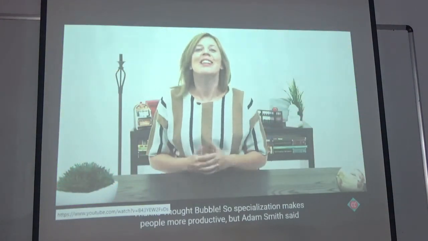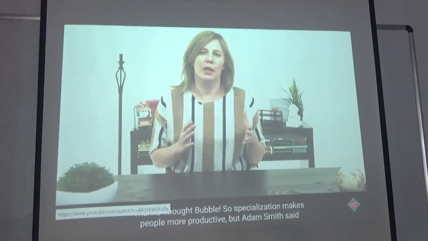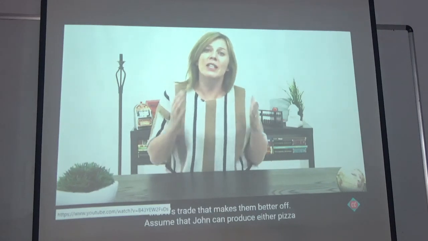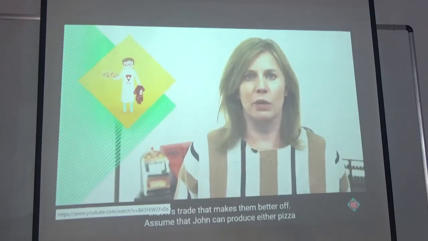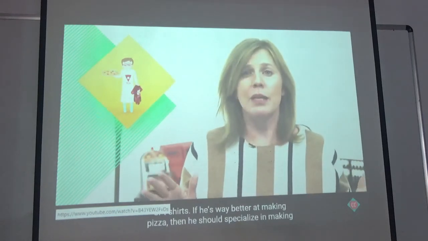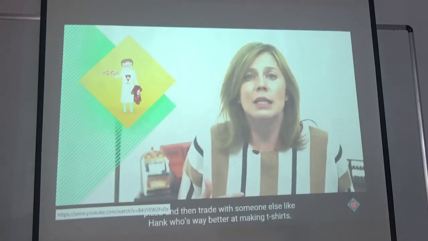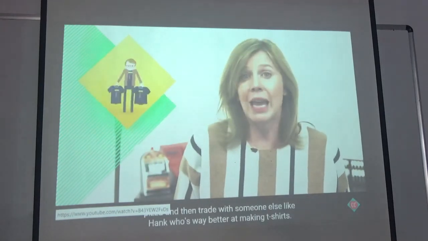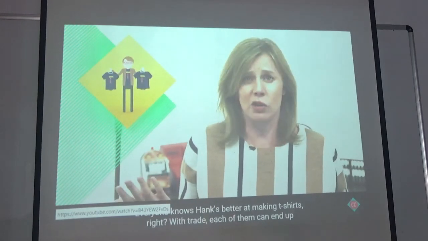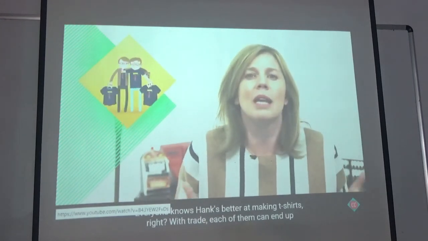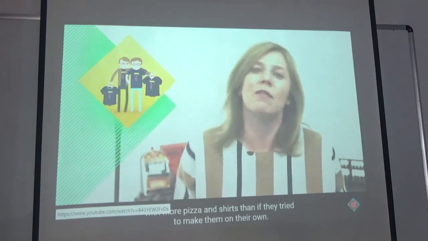Thanks, Thought Bubble. So specialization makes people more productive, but Adam Smith said that it's trade that makes them better off. Assume that John can produce either pizza or t-shirts. If he's way better at producing pizza, then he should specialize in making pizza and then trade with someone else, like Hank, who's way better at making t-shirts. Everyone knows Hank's better at making t-shirts, right? With trade, each of them can end up with more pizza and shirts than if they tried to make them on their own.